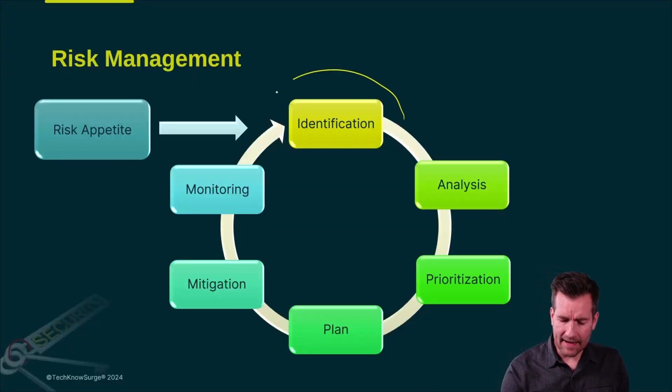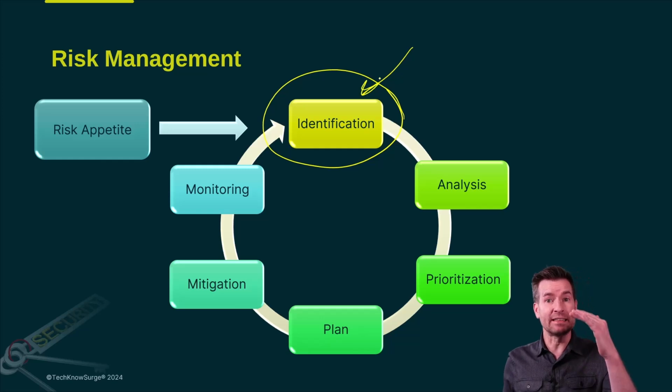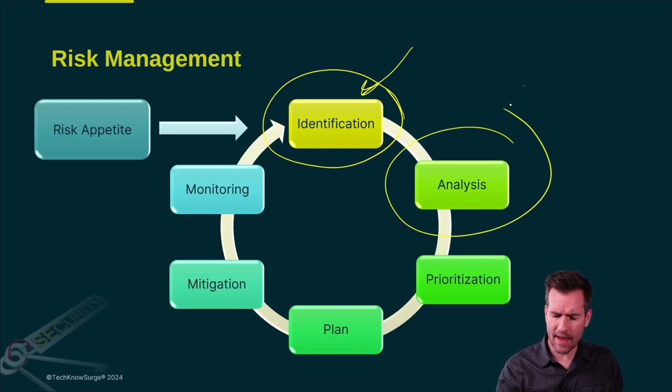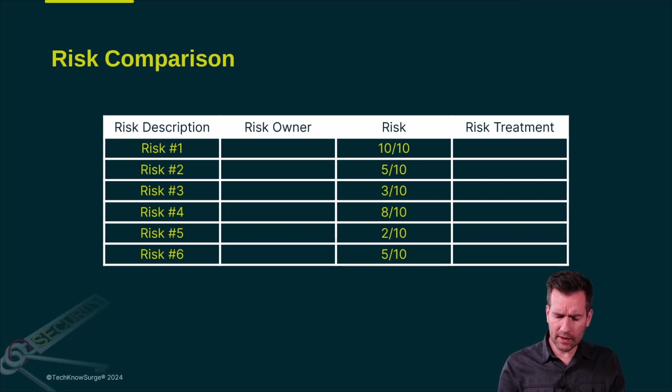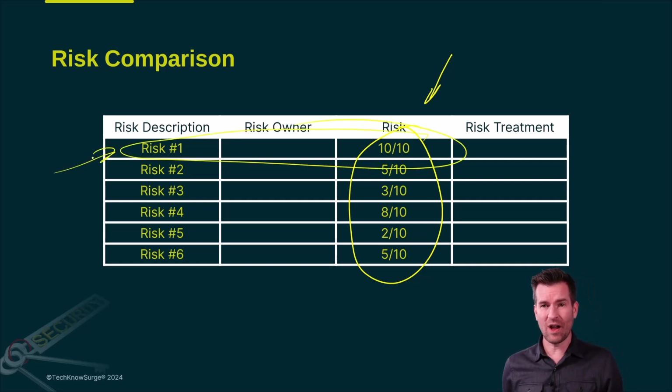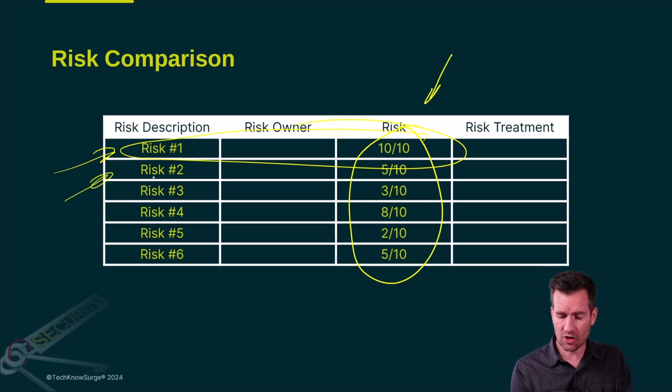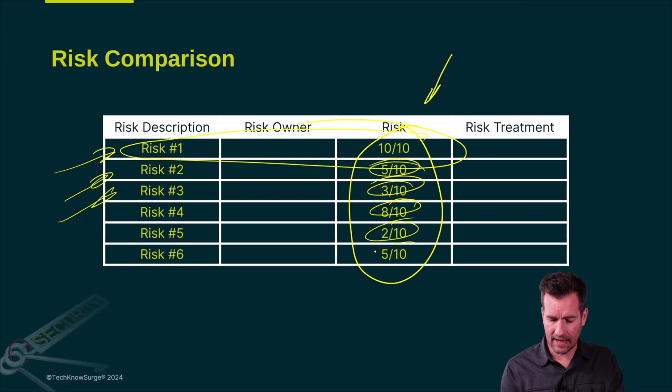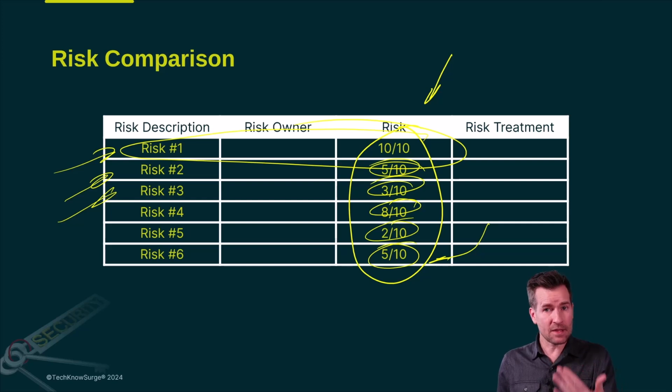Once we've identified the risks there are to the company, we now have a list of risks. The next step would be to analyze those risks and look for the impact that those risks have. In the end, what we really want is a way to recognize our top risk. In this case, risk number 1 is a 10 out of 10 on whatever scoring system we're using. Risk 2 is just 5 out of 10. Risk 3 is just 3 out of 10. We have an 8 out of 10, a 2 out of 10, and another 5 out of 10. So we need a way to understand the depth of these risks so we understand which ones we really need to focus on.